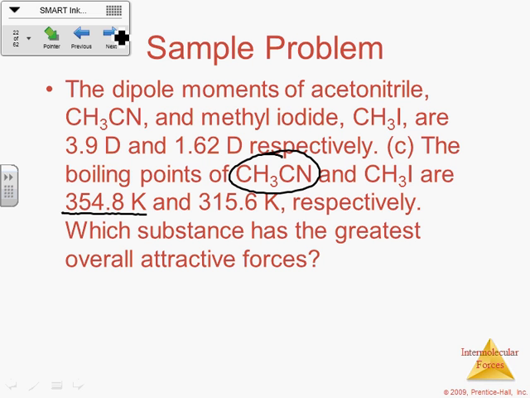So it turns out for this particular set of molecules, this scenario, the difference in dipole moment is more important than the difference in size. Okay, so the dipole-dipole interactions really determine which one has the greatest overall attractive forces, as opposed to the London dispersion forces on this one. But it's close because these two boiling points are not that far away from one another.